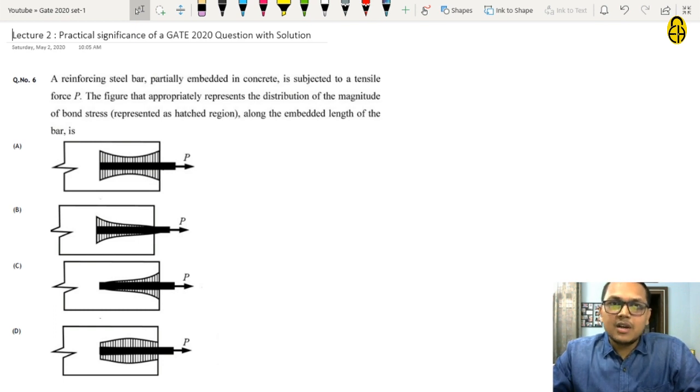So in today's lecture, we are going to look at a GATE 2020 set 1 marks question. Let us first read the question. What does it say? A reinforcing steel bar partially embedded in concrete is subjected to a tensile force P. The figure that appropriately represents the distribution of the magnitude of bond stress, represented as the hatched region, along the embedded length of the bar is. Now the question is asking us what is the distribution of the bond stress along the length of the reinforcing bar.